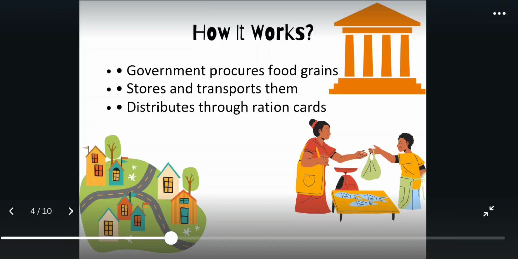So what does the central government do? They buy food grains from farmers. Then these grains are stored and transported to different states in India. And then the state government sends them to ration shops. And people with ration cards buy items from these shops at lower prices. Okay, so it's like a chain. Central government buys from farmers, then the grains are stored and transported to different states, then the state government sends them to ration shops, and then people use their ration cards to buy these items at lower prices.